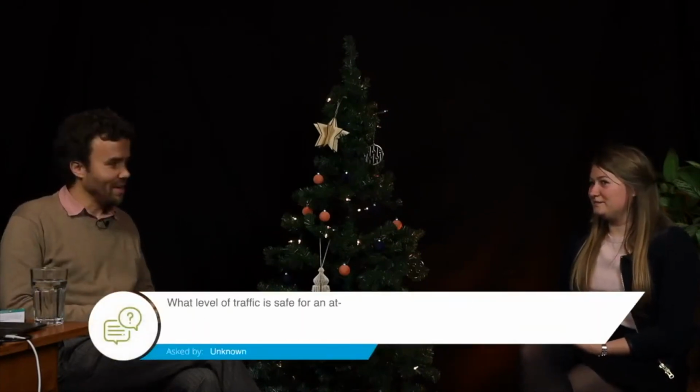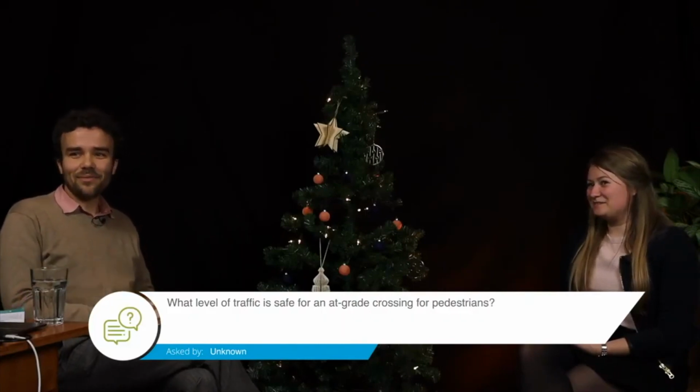I think we can go to the second question, which is probably a little bit technical, but what's the level of traffic that you can, we see it on the screen. What level of traffic is safe for an at-grade crossing for pedestrians? Like how many cars can you have, or is there a guideline or a rule that you follow? We do have a number of cars, but that's more dependent on the design of the roundabout. So for pedestrian crossings, you actually only want to cross one lane.